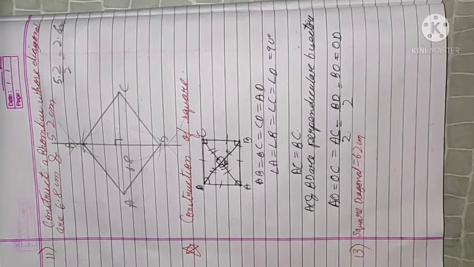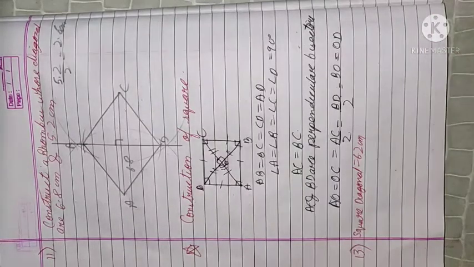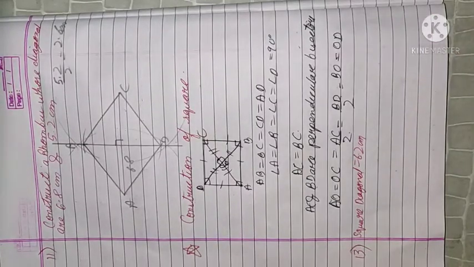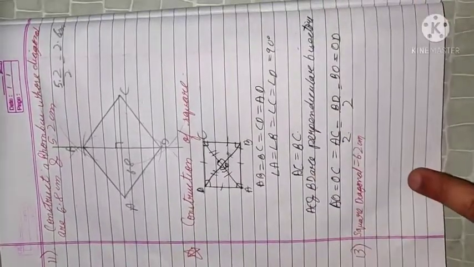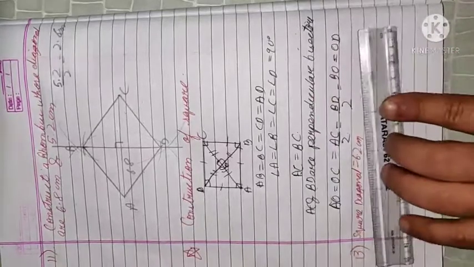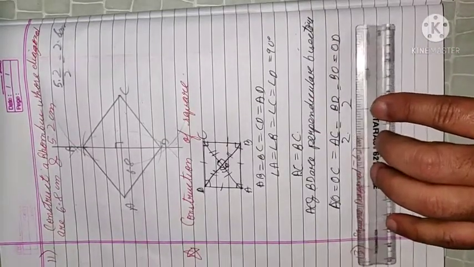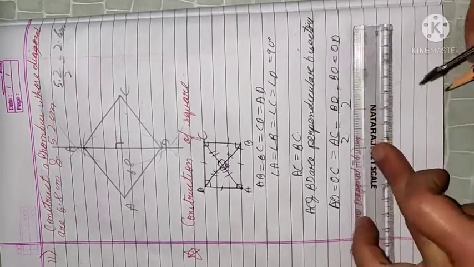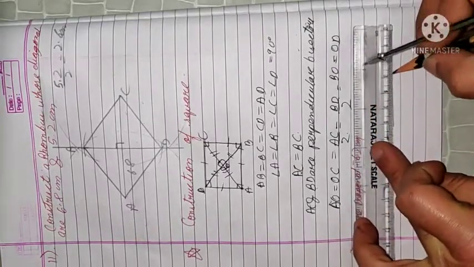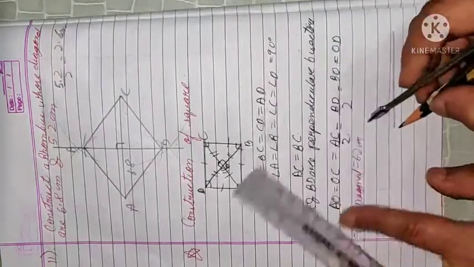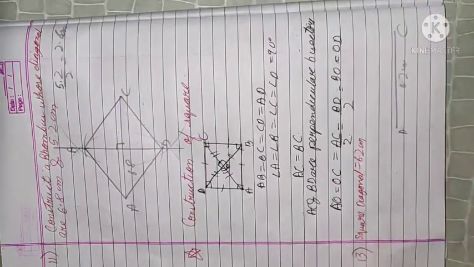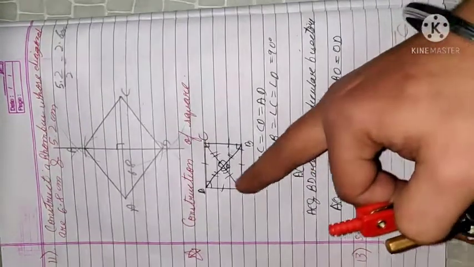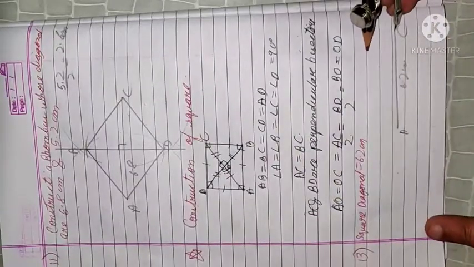So this is our question that says the square diagonal is given as 6.2 centimeters. So what will we do? We will construct a diagonal in between that is of 6.2 centimeters. This is the diagonal, suppose AC, 6.2 centimeters. Now our diagonals are perpendicular bisectors, so we will construct a perpendicular bisector here.